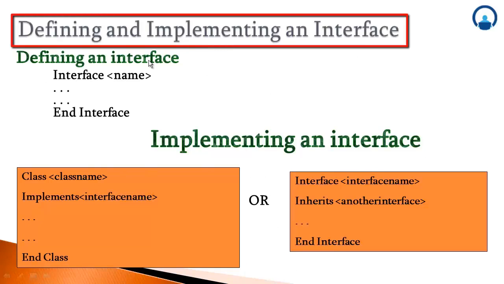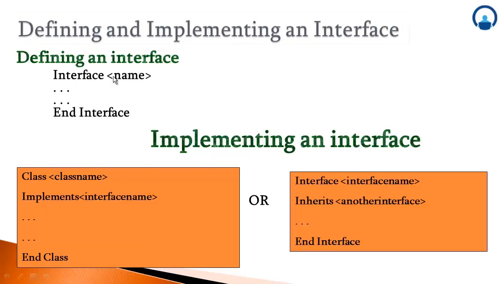So, defining an interface will be Interface, any name of the interface, and End Interface. To implement an interface, you can have a class, class name, in which you write Implements and then the interface name you have created. Or it could be Interface, interface name, Inherits another interface. So you can have inheritance performed in interfaces also. All the methods of an interface must be implemented by the class, failing which a compiler error will result.